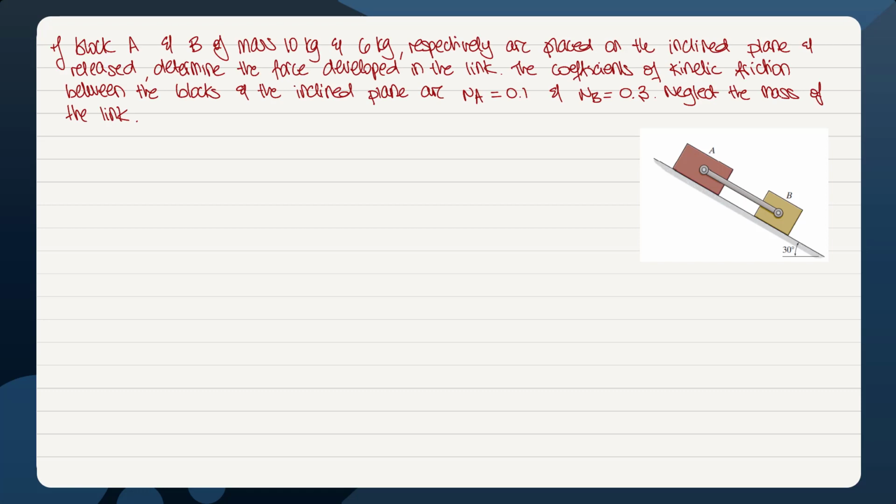Blocks A and B of mass 10 kilograms and 6 kilograms are placed on the inclined plane and released. We're asked to determine the force developed in the link. We're given the coefficients of kinetic friction between the blocks and the inclined plane: mu A is equal to 0.1 and mu B is equal to 0.3. We're asked to neglect the mass of the link.